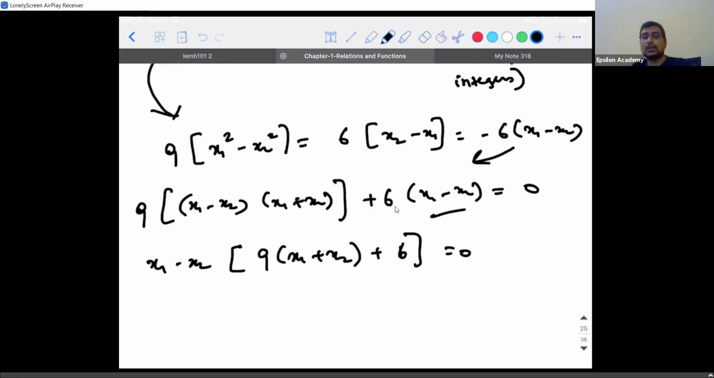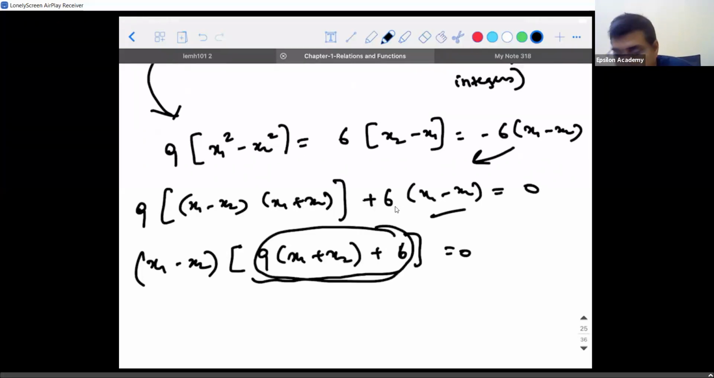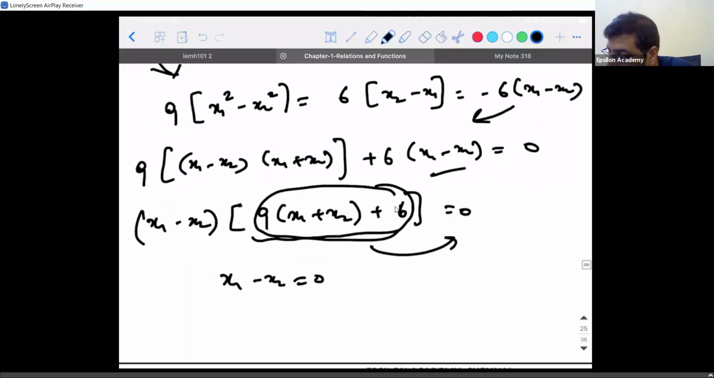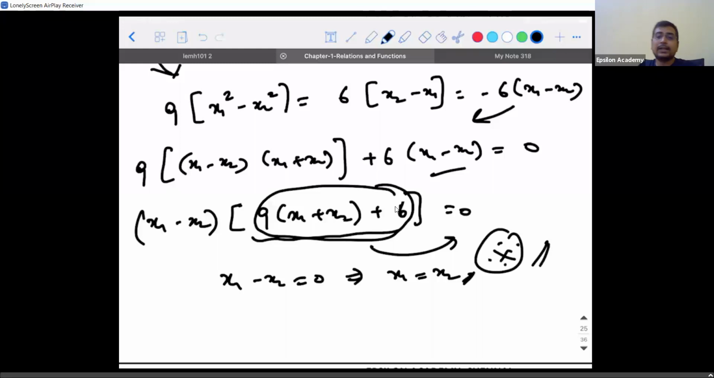Correct? Yes, sir. So (x1 − x2) into 9(x1 + x2) + 6. Since x1 and x2 are always positive values, the sum of two positive values can never be 0, so this factor should not be 0. So I will take it to the other side, then I will get x1 − x2 = 0. From this I can conclude x1 = x2. This is an important step. Hence it is one to one.